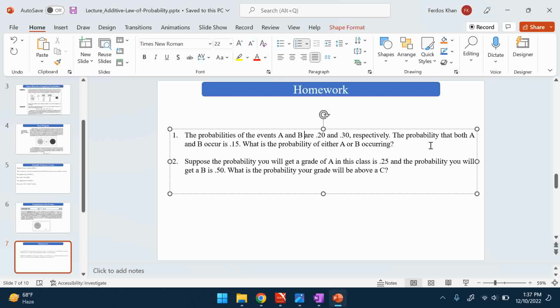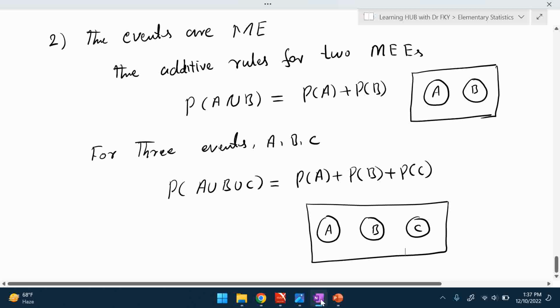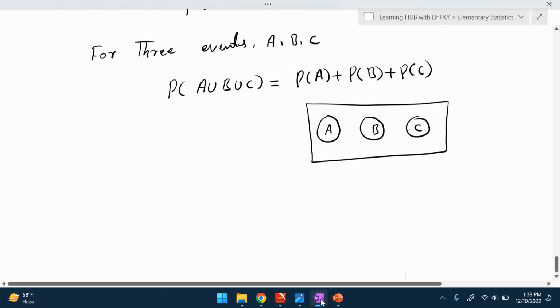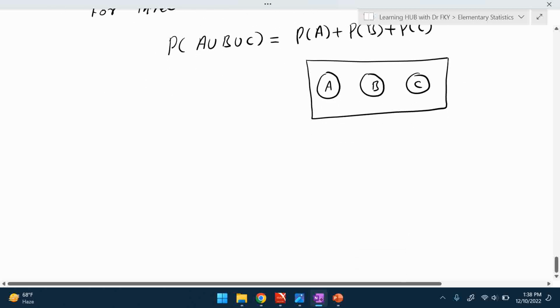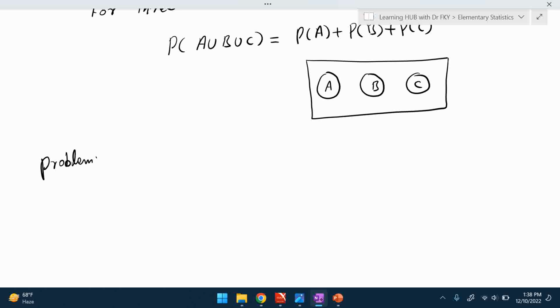Okay, so now we can solve this problem. This is clearly given in the statement, so we don't need to think very much about it. The probability of event A is given, the probability of event B is given, and remember that when there is the word AND, this means intersection. So probability of A intersection B is given.